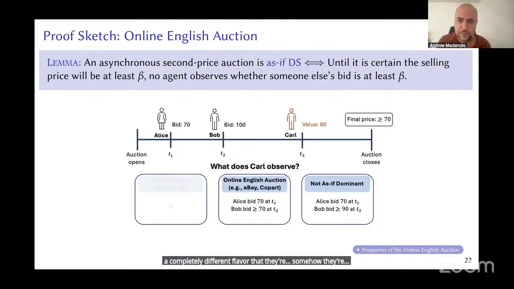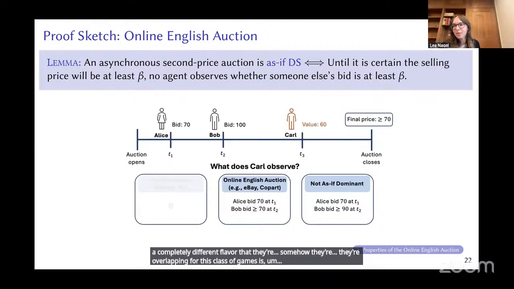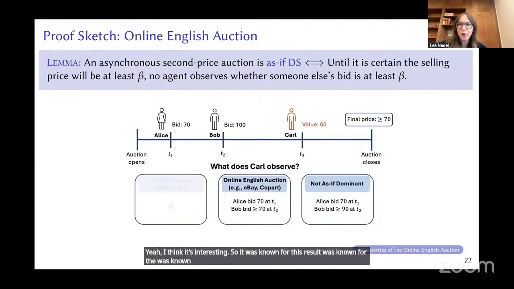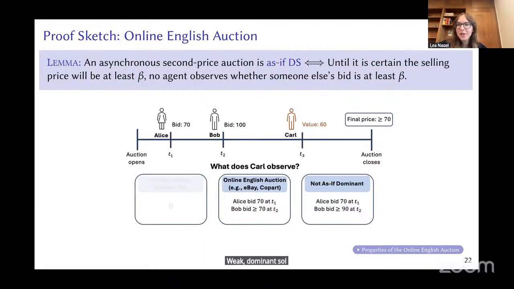That they're overlapping for this class of games is, I think, interesting. This result was known for the Ausubel auction. So it was known that the ex-post incentive compatible Ausubel auction is weakly dominant solvable. To the best of our knowledge, it wasn't known for the other mechanisms that are weakly dominant solvable. I agree with you that it's kind of interesting.